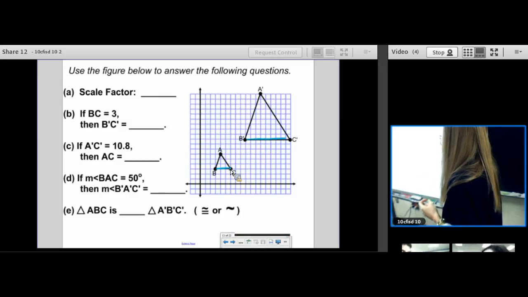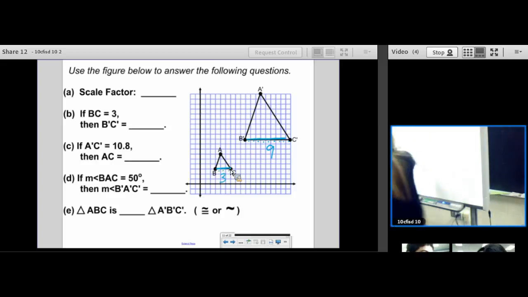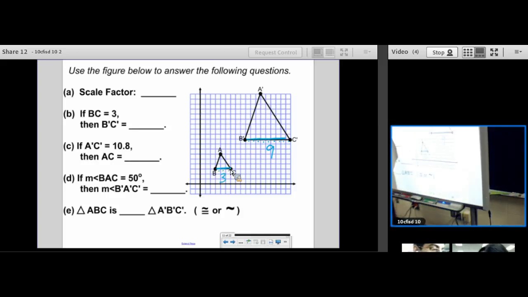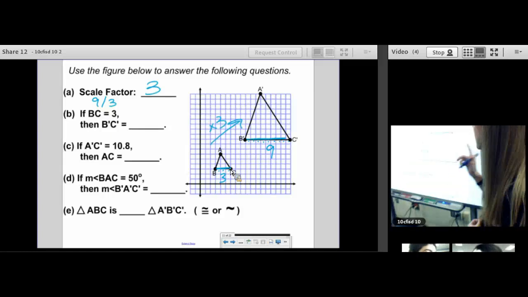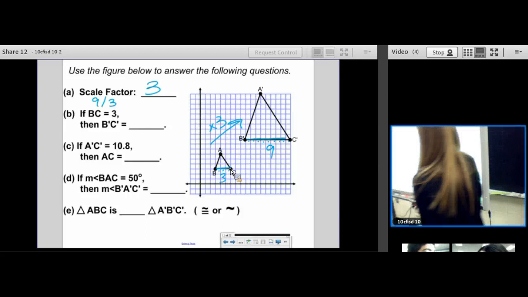1, 2, 3, 4, 5, 6, 7, 8, 9. That side is 9. 1, 2, 3. That side is 3. So what's the scale factor? It's 9 divided by 3. So the scale factor is 3. This shape is 3 times larger than ABC. So if BC is 3, which we know it is, then B prime C prime is 9.